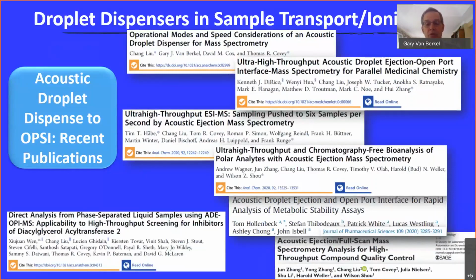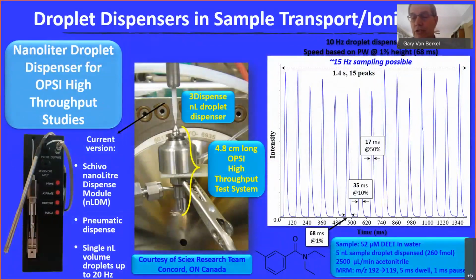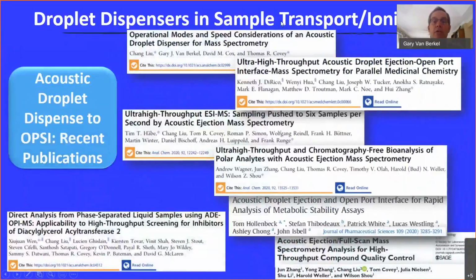SciEx has been involved in most of this work, and so again, I'll say at the end, people that are really interested, Tom Covey at SciEx would be a person to talk to about this instrumentation in detail from the research aspect. But here shows a number of different types of things that can be done with this system. So that commercial system showed you that you could do about 1 sample per second. And there are some papers here that show that you can do even higher. Here's 6 samples per second with this system.